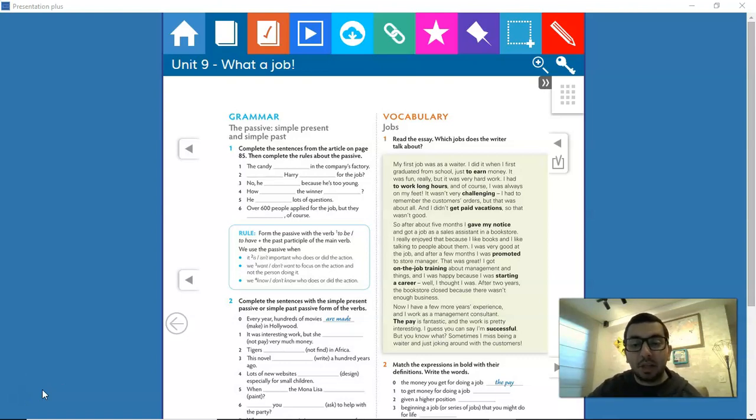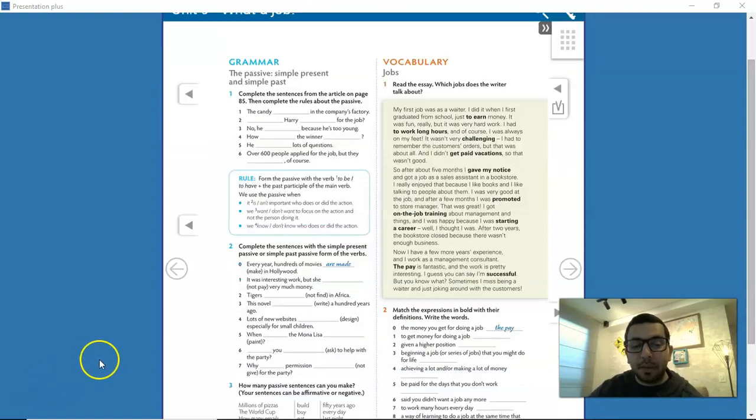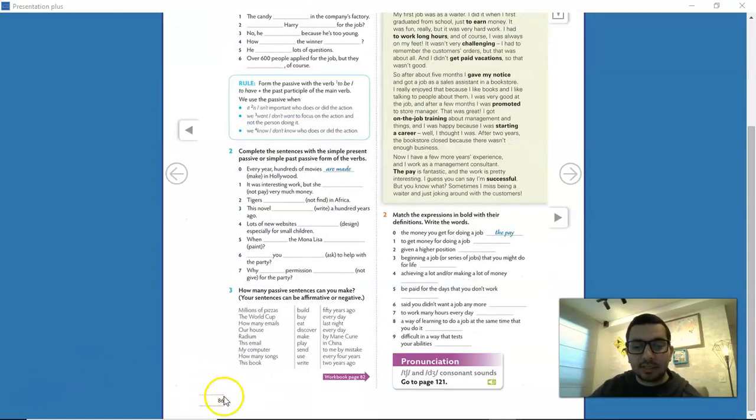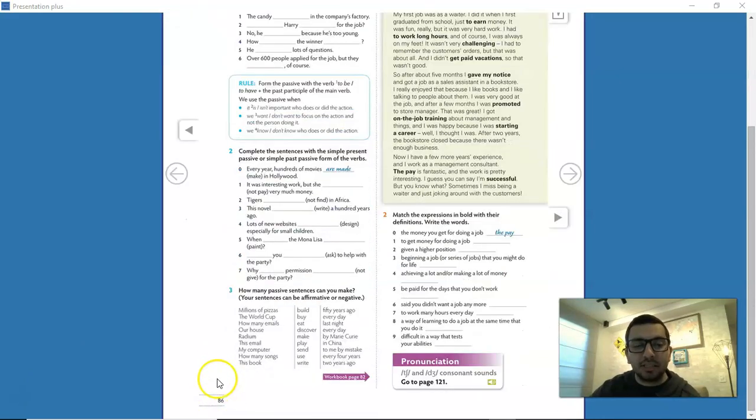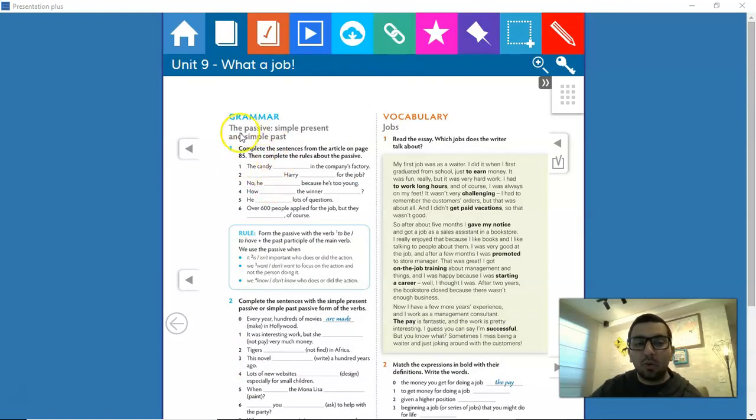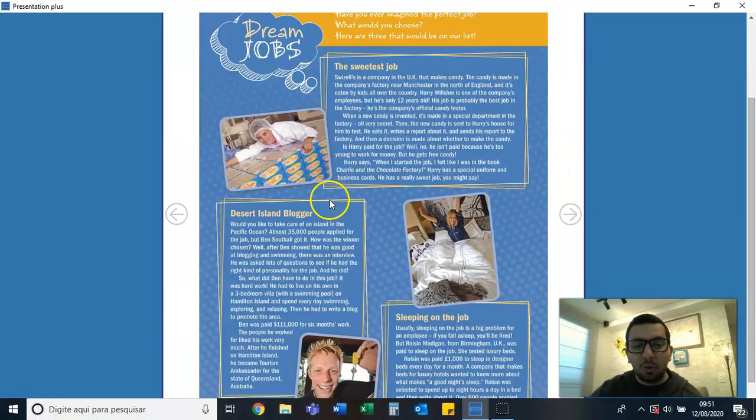This is Grade Time 3 and we are going to page 86. So I want you to open your student's book on page 86 so we can go to our grammar section. We're going to study the passive, simple present and simple past today. Okay? Alright guys, so in the previous page, we read a text about dream jobs, alright?